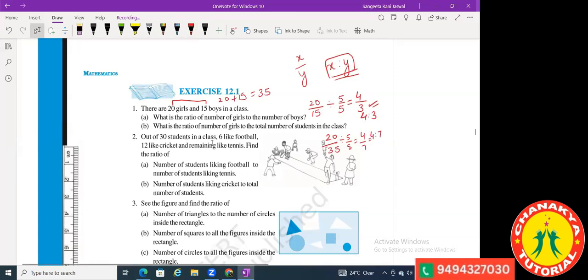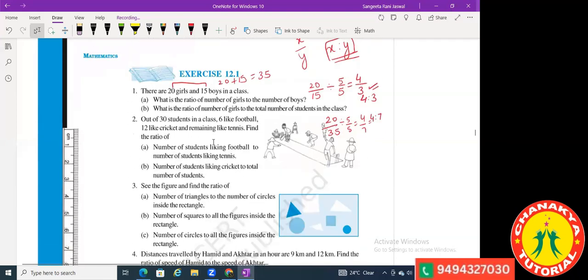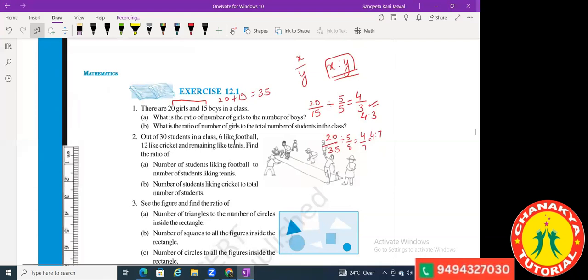Out of 30 students in a class, Ashwath will tell me this now. Out of 30 students in class 6, 12 like football, 12 like cricket, and the remaining like tennis. Find the ratio of the number of students liking football to the number of students liking tennis. Ashwath? Yes, ma'am. Tell me. Total students are 30, 6 like football, 12 like cricket, and the remaining like tennis. So you have to find the number of students who like football to the students who like tennis.